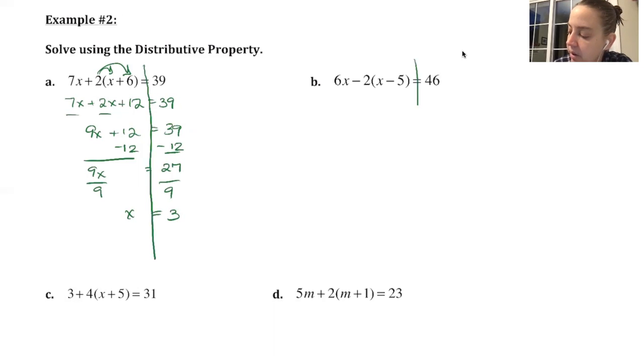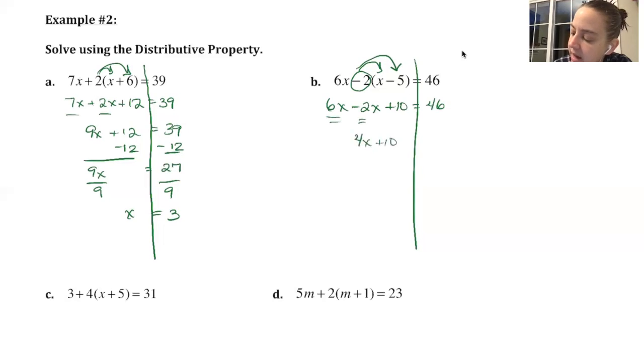Really, really important. Letter B is the same idea, but when we distribute, it's not just 2, but it's a negative 2. This whole thing is glued together. So 6x, negative 2 times x is negative 2x. Negative 2 times negative 5 is positive 10 is equal to 46. And so 6x minus 2x is 4x plus 10 is equal to 46.